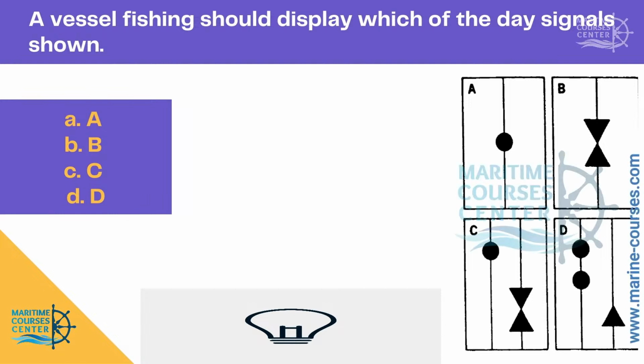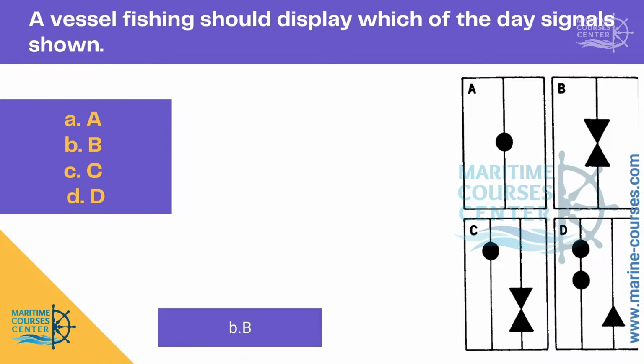A vessel fishing should display which of the day signals? We have shape A, shape B, shape C and shape D. Could you please think about it? Yes, that's right. The right answer is going to be shape B.